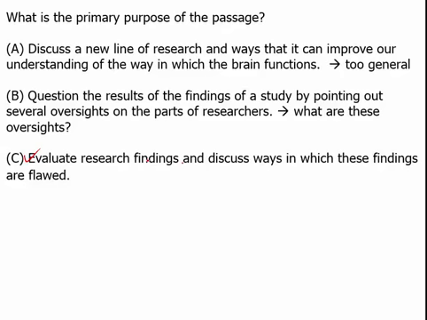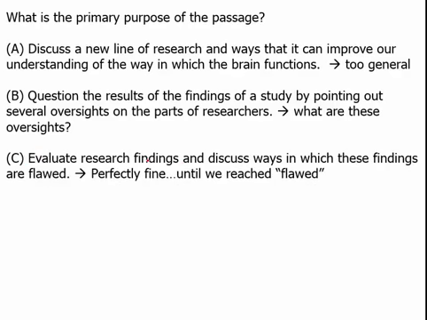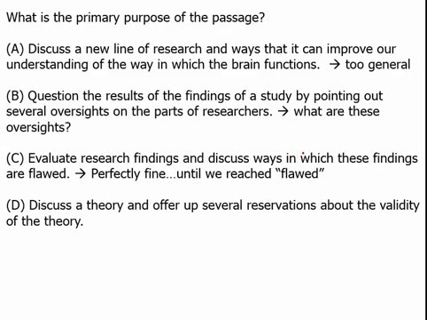Now, to say something is flawed is to say it is wrong. The author of the passage, however, says that the findings are tentative. More work needs to be done. That is not the same as flawed. Therefore, we go on to a different answer choice because we found that rotten spot, that word flawed, that one word that undid everything. Next, discuss a theory and offer up several reservations about the validity of that theory.